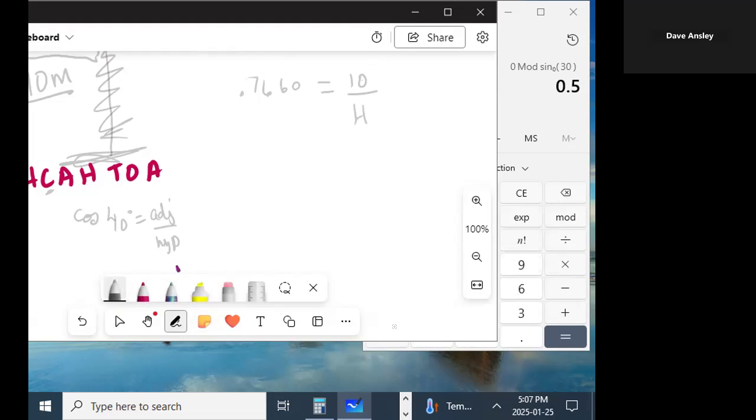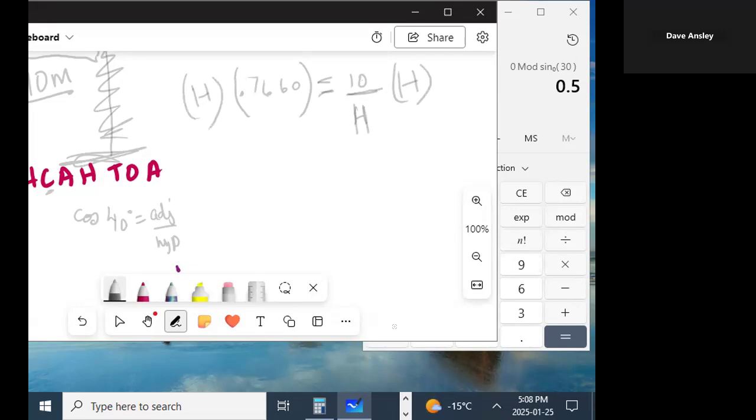Okay. The H is on the bottom. To get it from the bottom, we have to move it to the top. That means you multiply it by the bottom on the right side, and you always do the same thing to both sides of the equation. If you multiply one side by H, you multiply the other side by H.